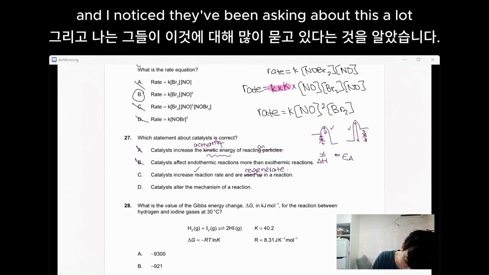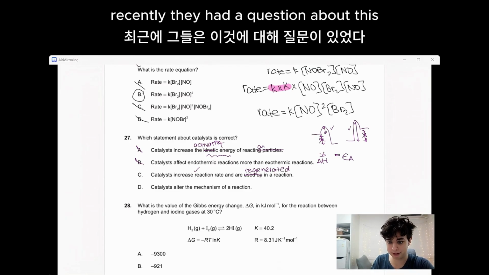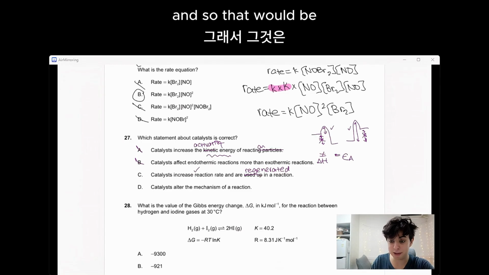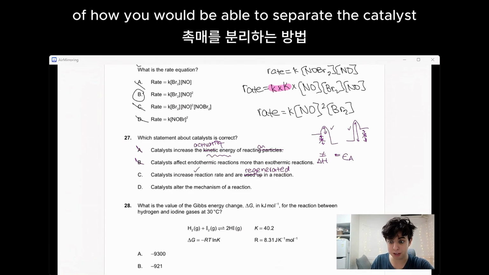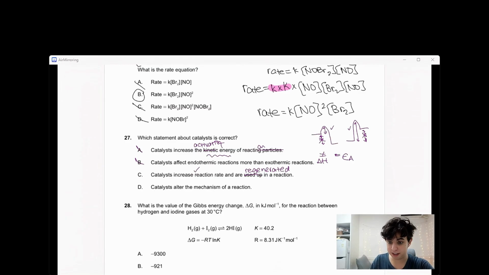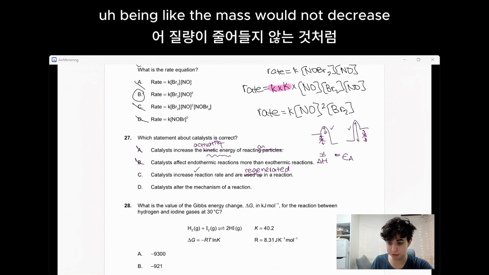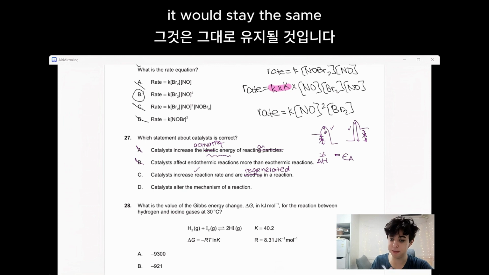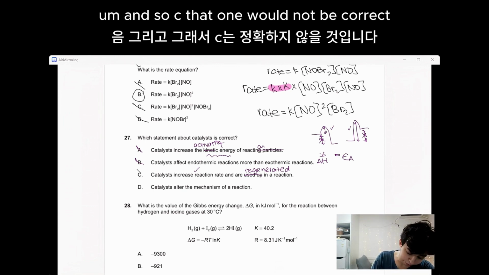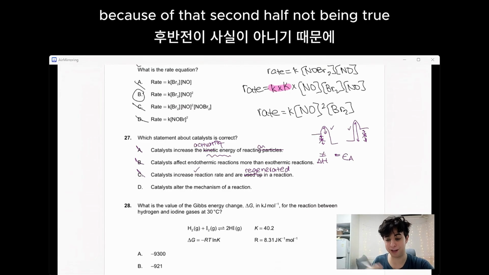And I noticed they've been asking about this a lot recently. They had a question about this, I believe, in the May exams, where they had asked about a physical observation of a catalyst, and that would be how you would be able to separate the catalyst back out. If it was a solid catalyst, the mass would not decrease. If you had a solid catalyst, it would stay the same because it is regenerated throughout the reaction. And so C would not be correct because of that second half not being true.